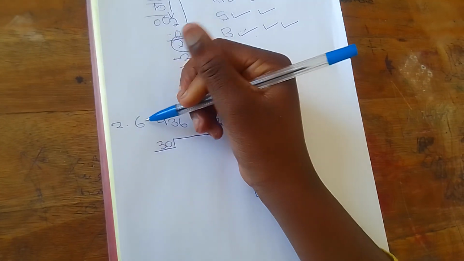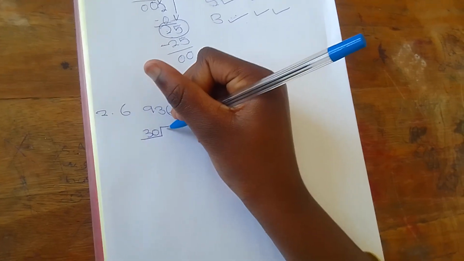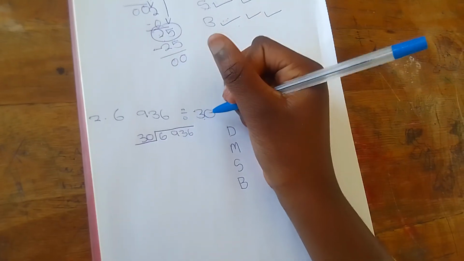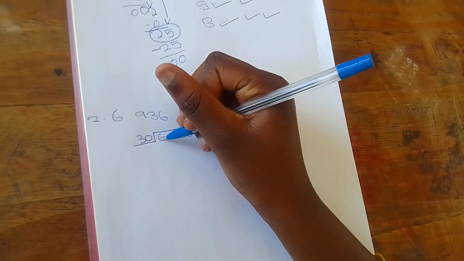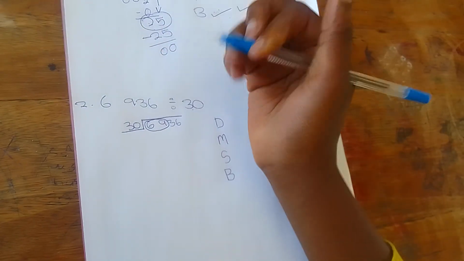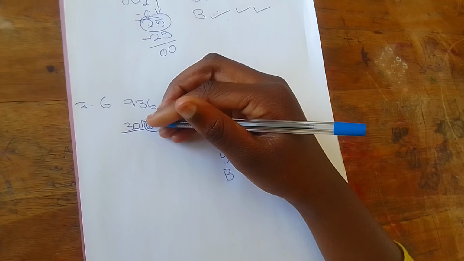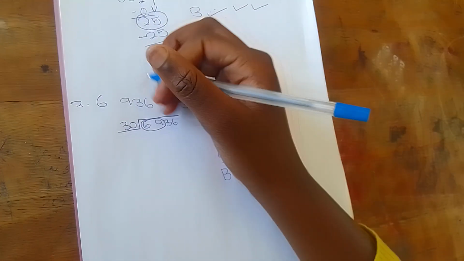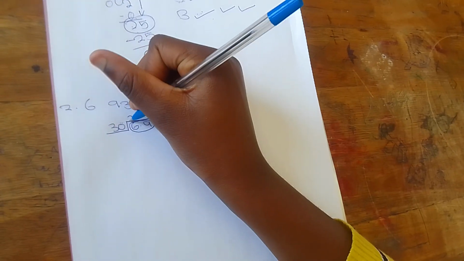Then this number, 6,936, you are going to bring it and put it inside. So now you're done with that, we're going to start. Since there are 2 digits, you have to circle 2 digits. So we're going to circle this. So now we're doing division, saying 30 into 69, which is, how many times does 30 go into 69? It goes in twice.